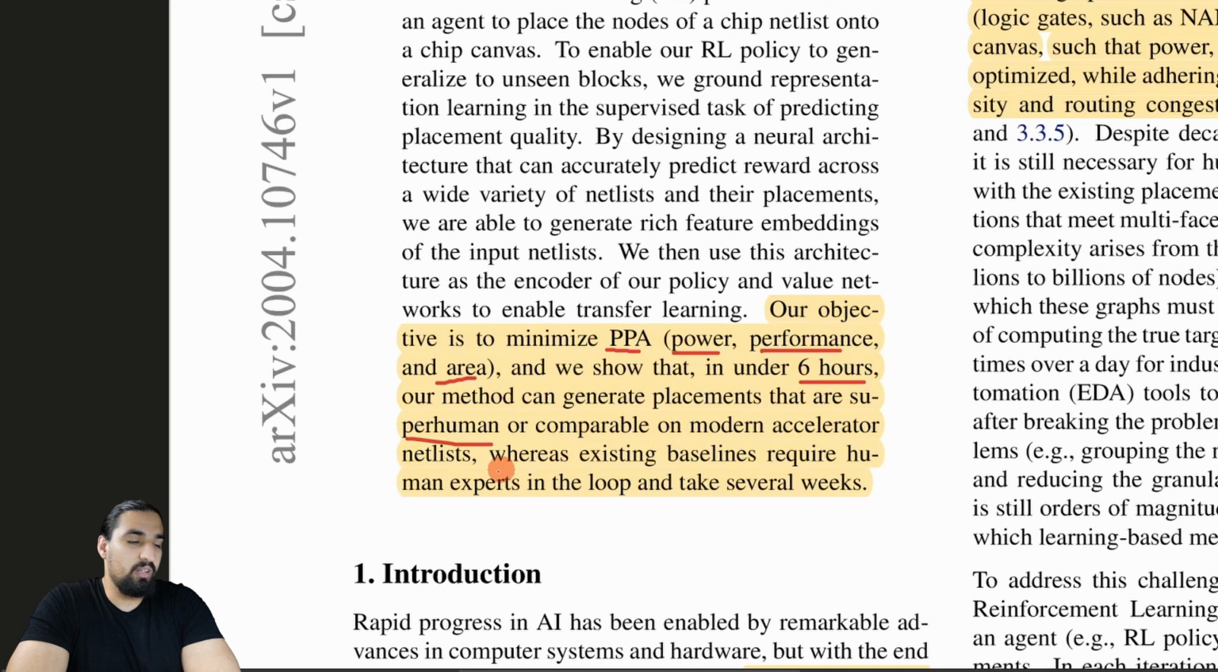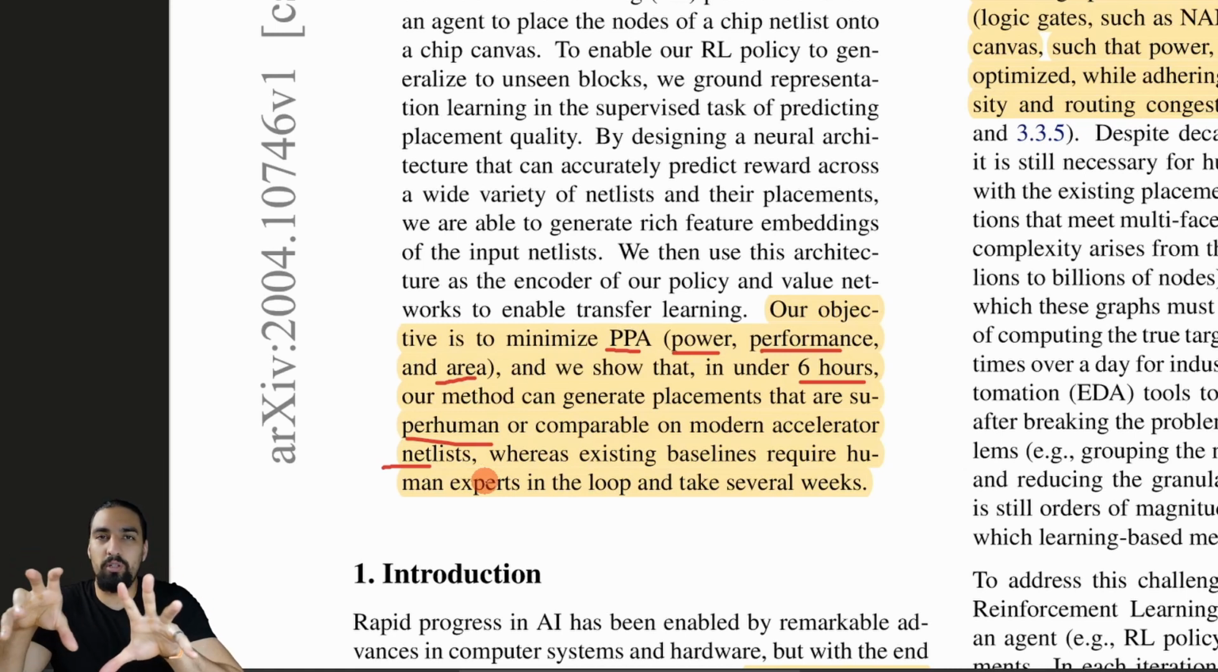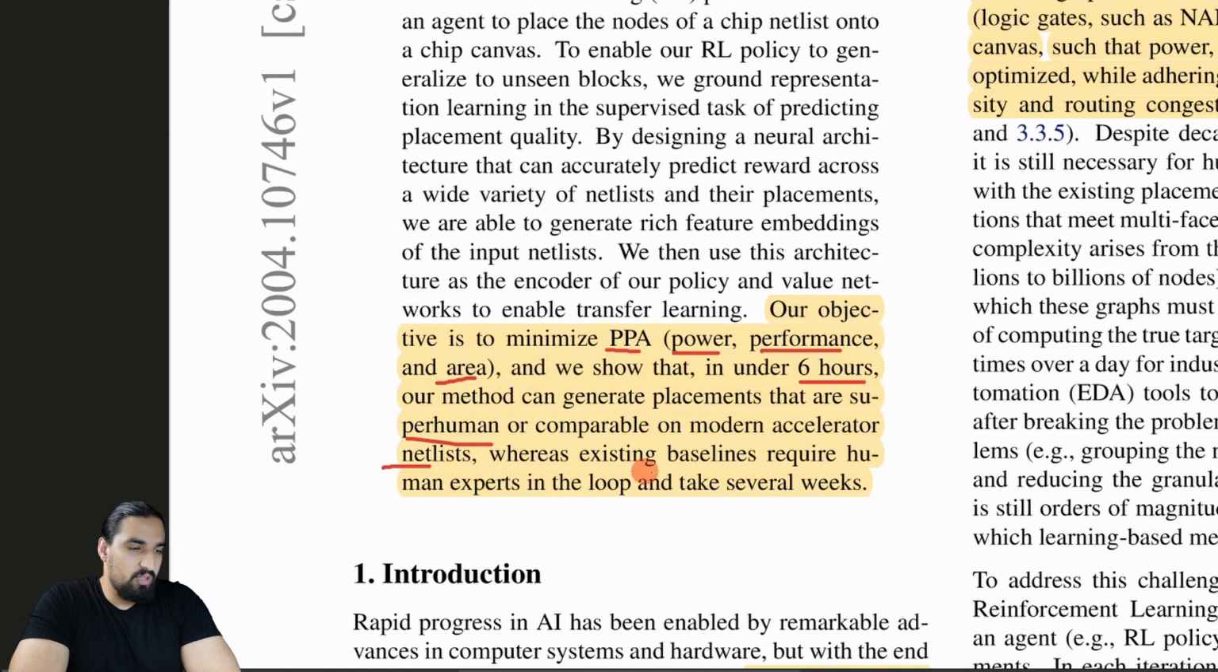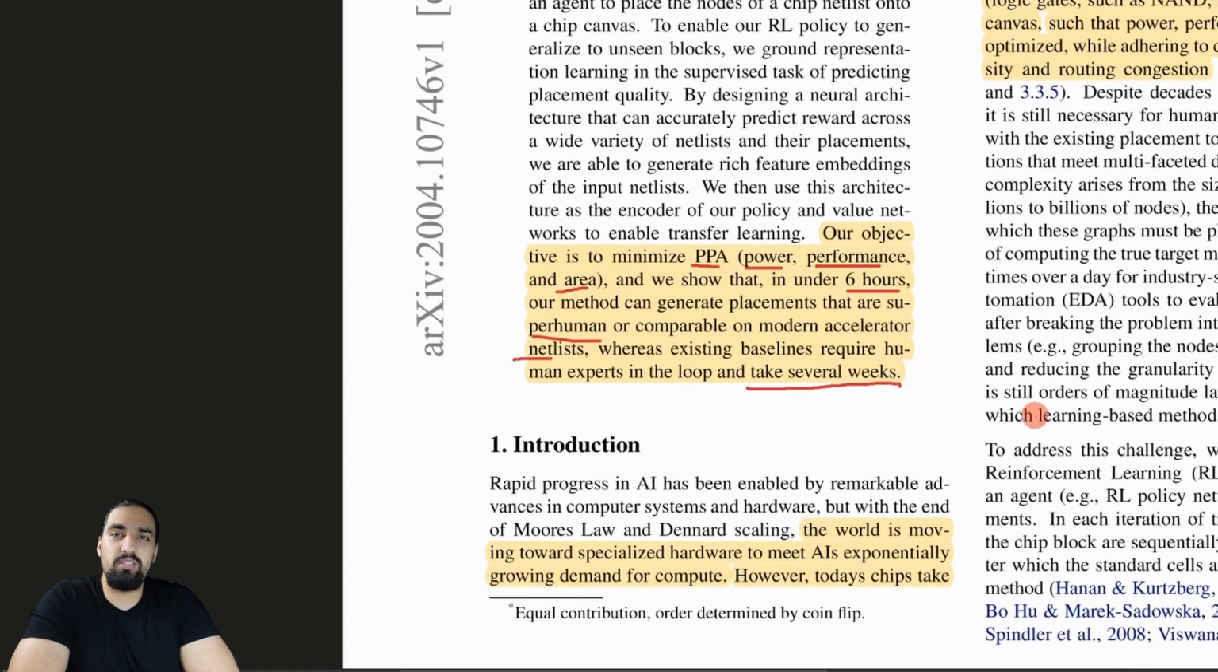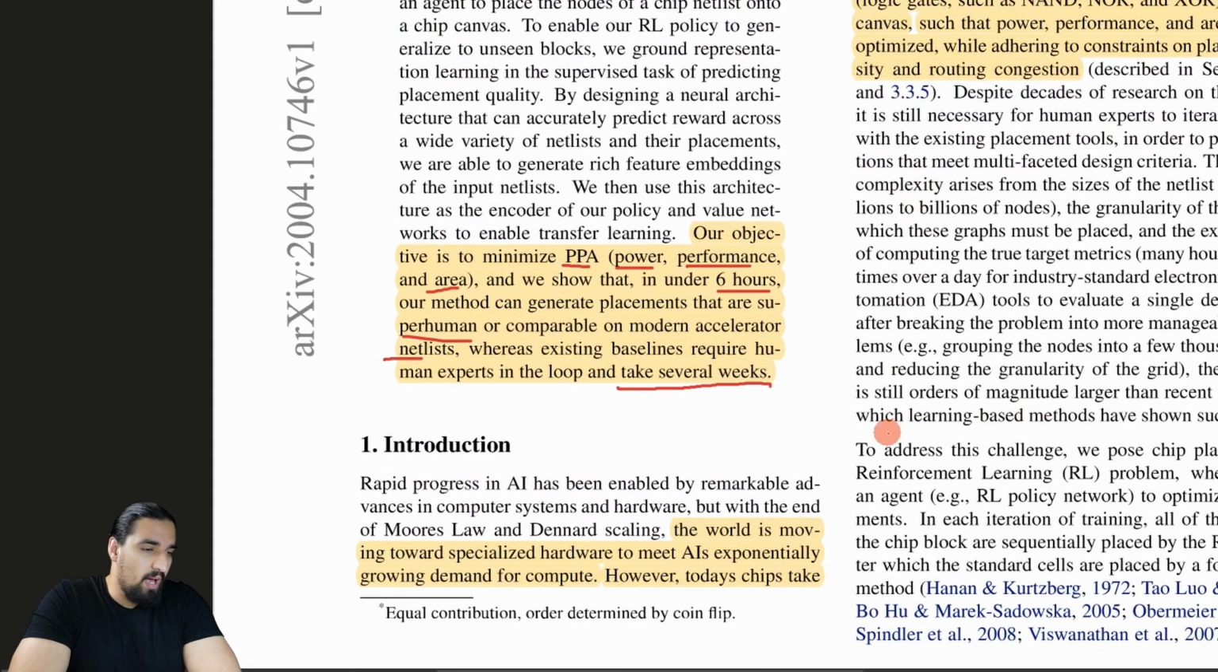And we show that in under 6 hours, our method can generate placements that are superhuman or comparable on modern accelerator netlists, where netlist is just a fancy way of saying a graph that basically tells you how each of the components on the chip are connected together. Whereas existing baselines require human experts in the loop and take several weeks. So that's the main point they're driving here. They automate this, they make it even superhuman, and they make it faster, which is huge.